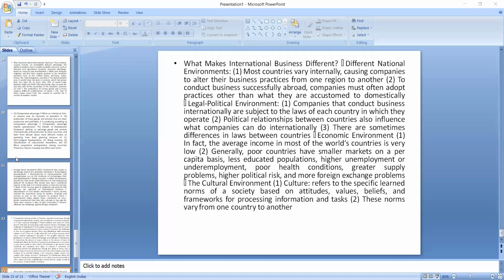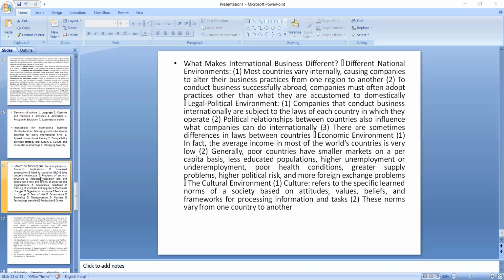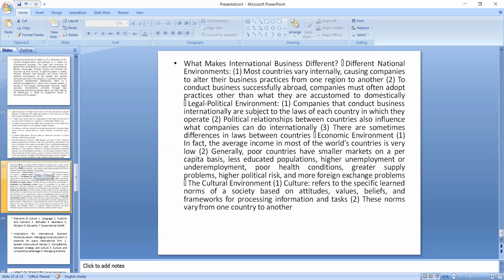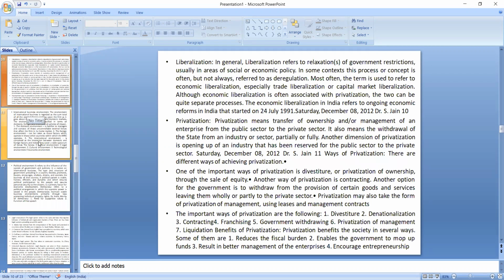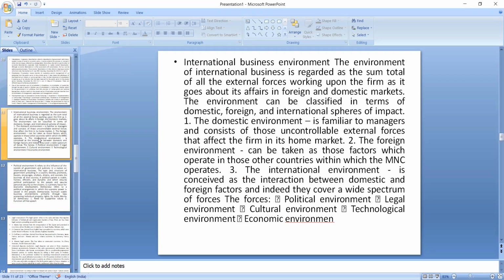So we discussed various things about globalization and the importance of GATT, WTO, and everything. How globalization plays an important role in international business. So next we'll discuss this. Can you see the PPT now? Yes, sir. Okay. See this once more.